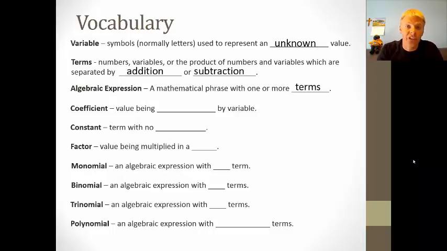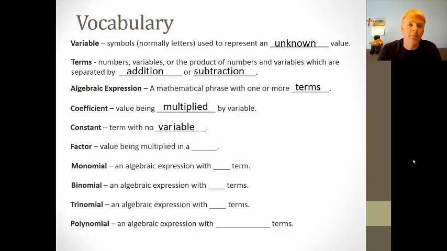The first is a coefficient. This is a word we're going to have to remember. We're going to use it all year long. A coefficient is a value being multiplied by a variable. So if you look at a term and there is a known value being multiplied by the variables, that's the coefficient. A constant is a term with no variable. So if you see a term with no variables and just a known value, that's a constant.